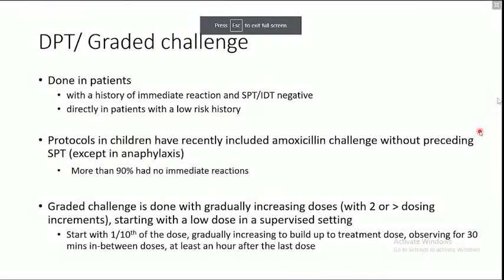Starting with a very low dose, like 1/10 of the normal dose, and it has to be done under supervision, right? So you can gradually increase the dose. Usually, it's easy to do it with the pediatric suspensions. So you can divide the dose accurately with pediatric suspension.